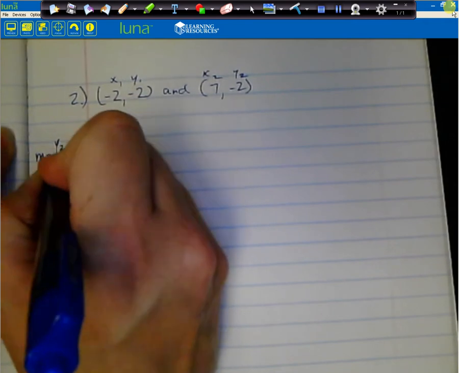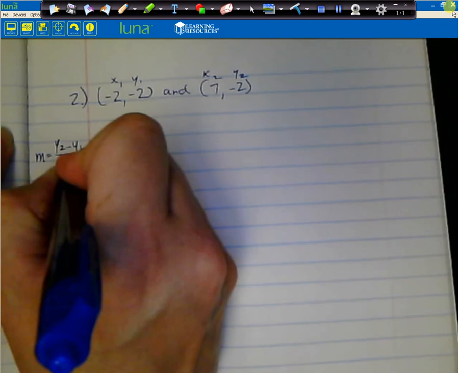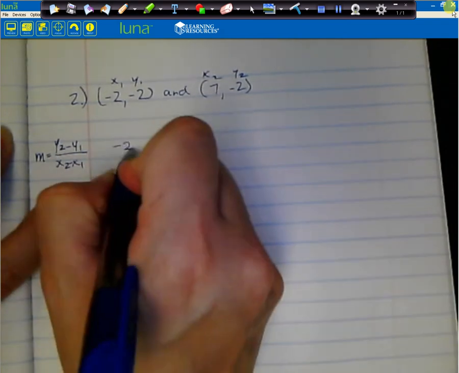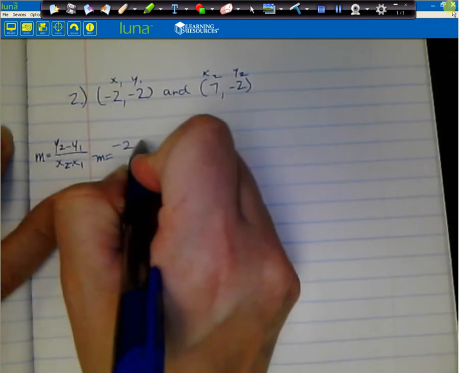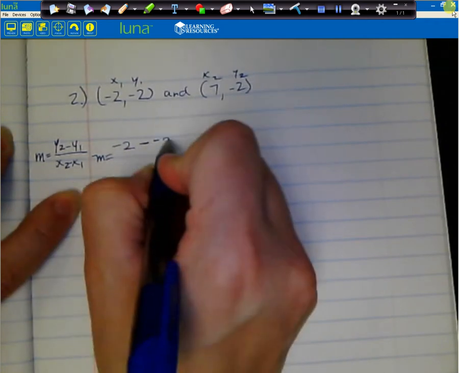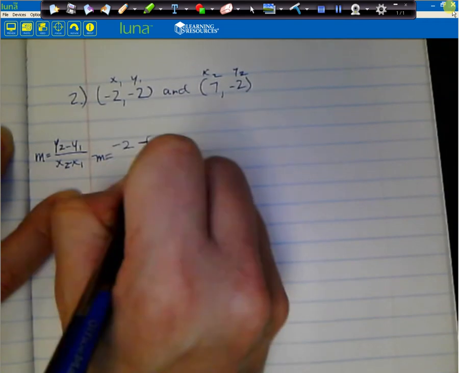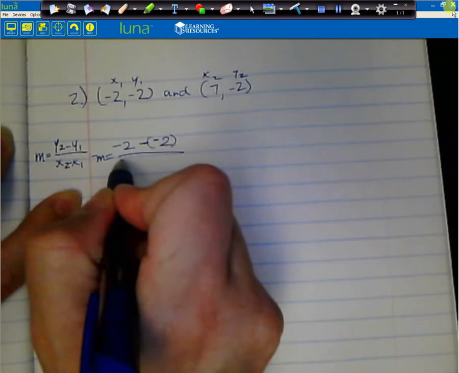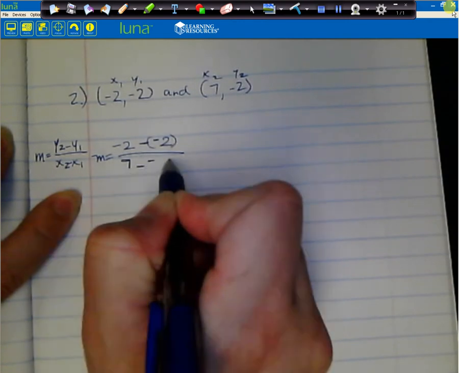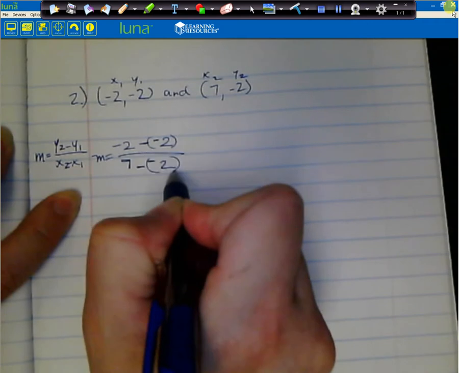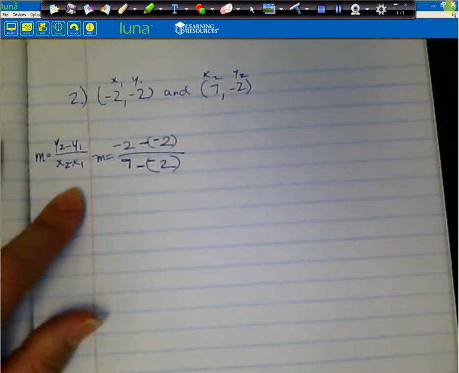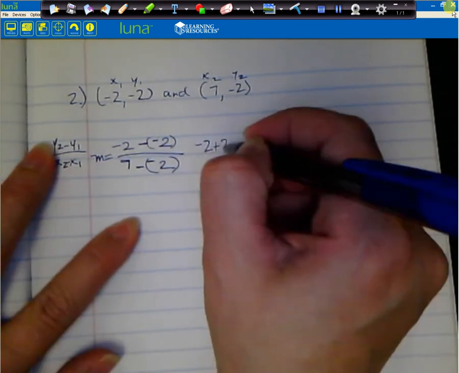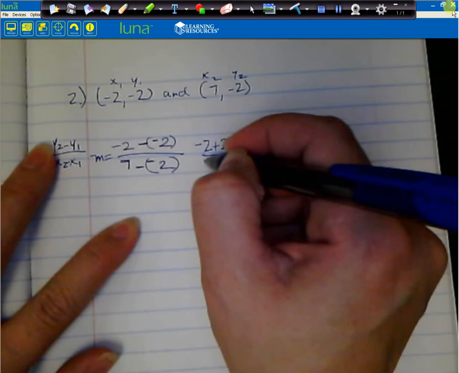So it's y2 minus y1 over x2 minus x1. And then I'm going to plug my numbers in. So I have y2, which is negative 2, minus y1, which is negative 2. Just make sure that you're writing your minus sign in between there and that you got both your negatives there. Over here I have x2, which is 7, minus x1, which again is negative 2. Now, anytime I have minus and negative, I'm going to change that to a positive. So this is the same thing as saying negative 2 plus 2 over 7 plus 2.